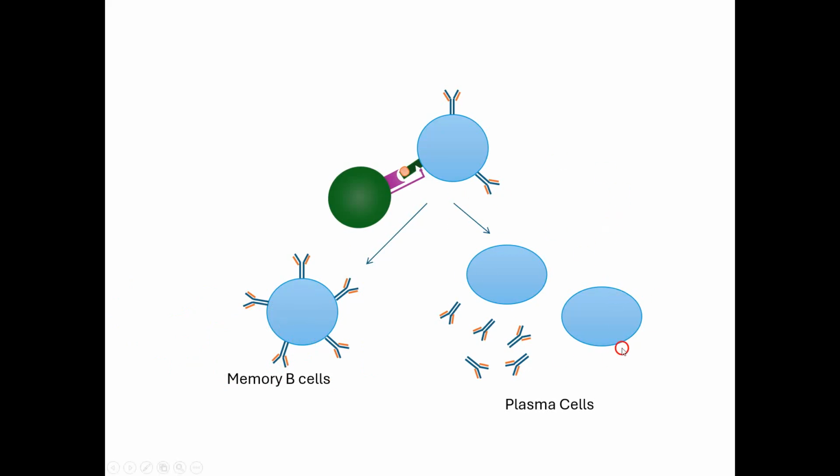The second type of cells are known as the plasma cells, and these are the ones that produce antibodies. They're the antibody factories, so they will produce and secrete large amounts of antibodies that are specific for that very original antigen.